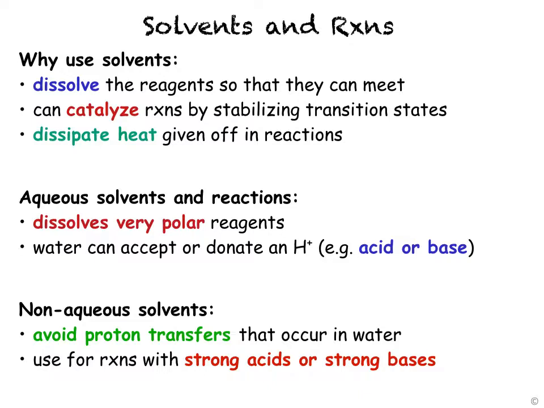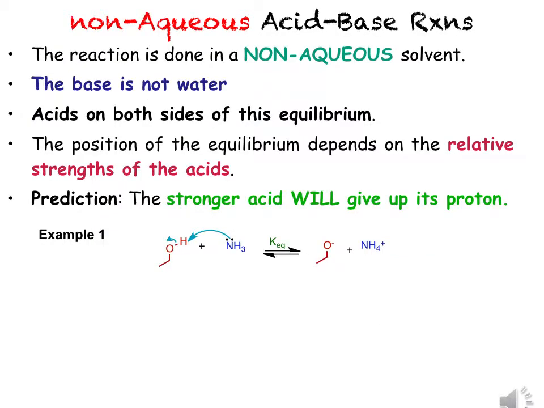If we use strong bases, we don't want those bases to pull a proton from water, which can act like an acid. If we're using strong acids, we don't want the lone pair of water to act like a base and associate with those acids. And so we don't always want to use aqueous solvents. Often we want to use non-aqueous solvents.